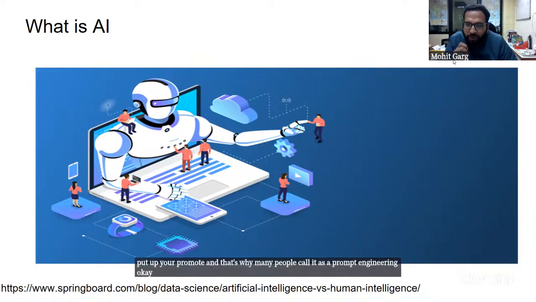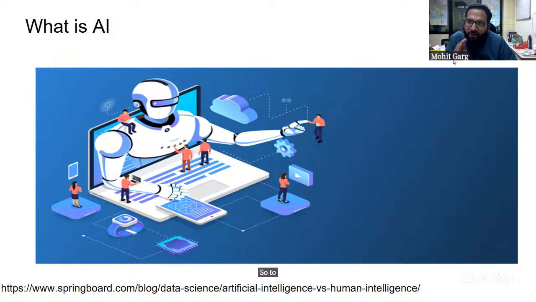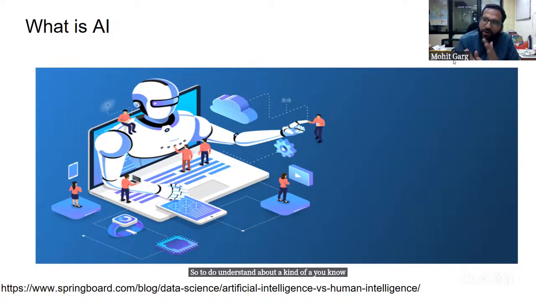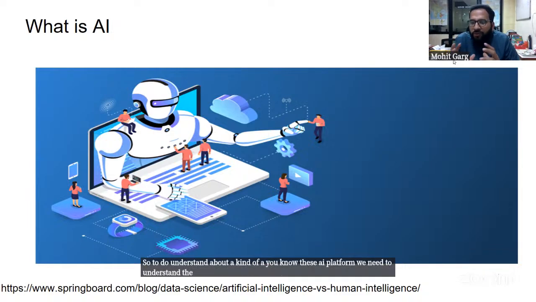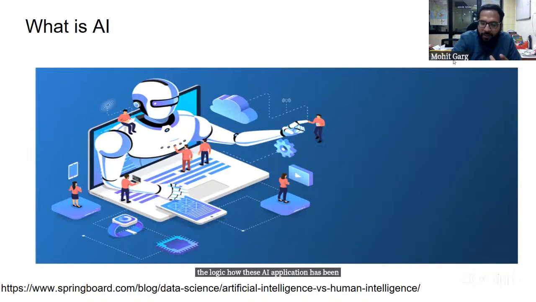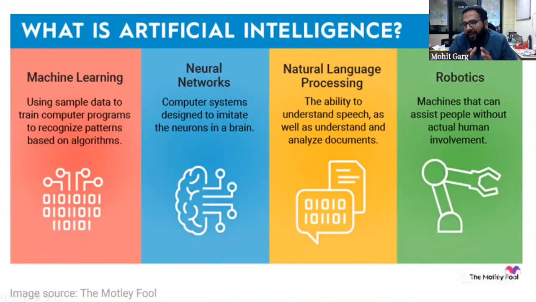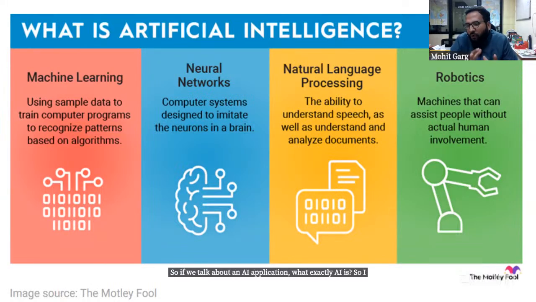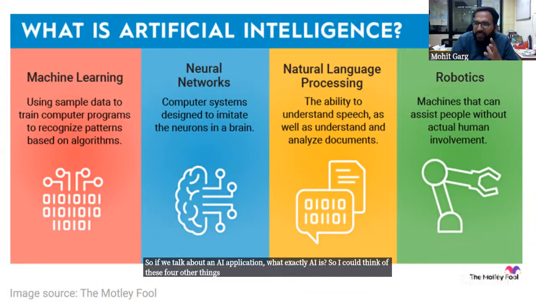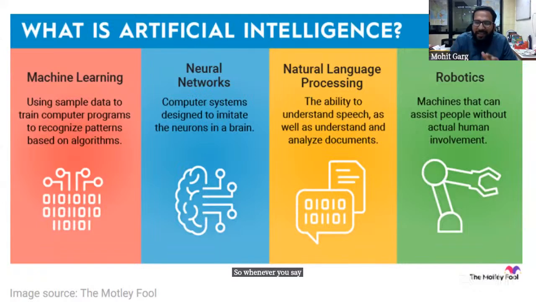Okay. To understand this AI platform, we need to understand the logic of how this AI application has been built up. So if we talk about an AI application, what exactly is AI? I could think of these four things. First is machine learning. Whenever you say anything, let's take ChatGPT, because we all are familiar with it.